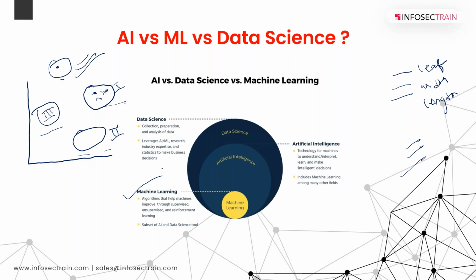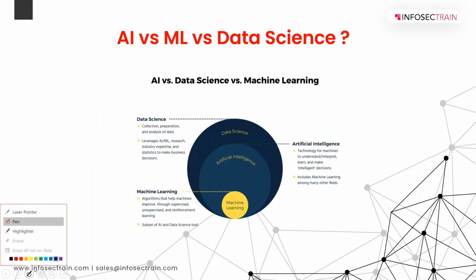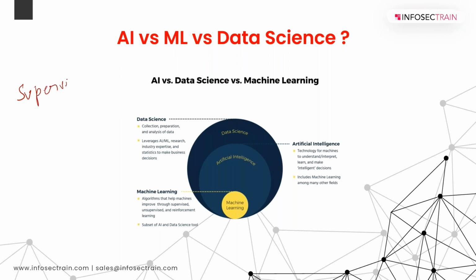Now, if you can see over here, there are some words written like supervised, unsupervised, reinforcement. You guys must be wondering what these things are. So, we have different types of machine learning, right? Now, if we talk about different types of machine learning, what do we have, guys? We have supervised, we have unsupervised, and we have reinforcement.